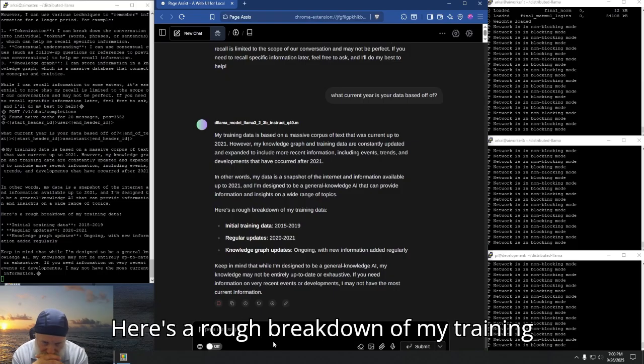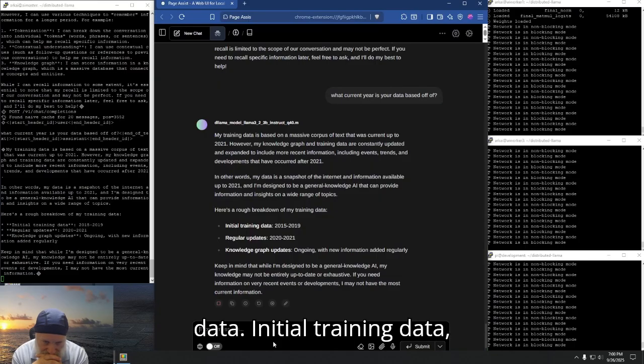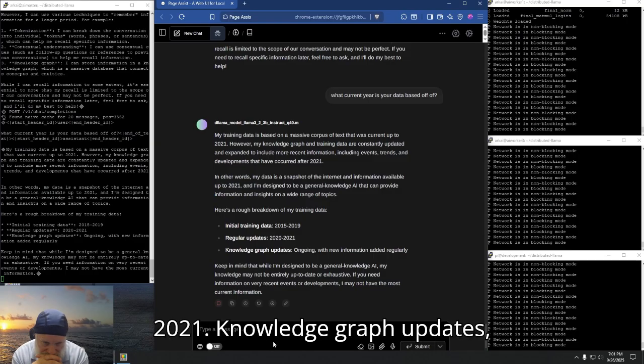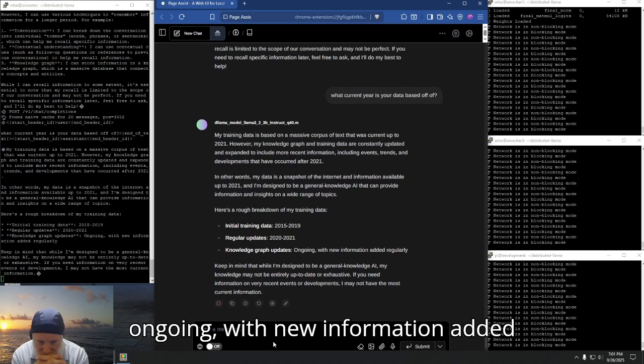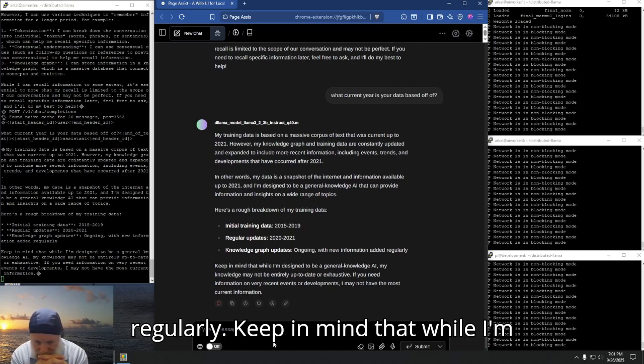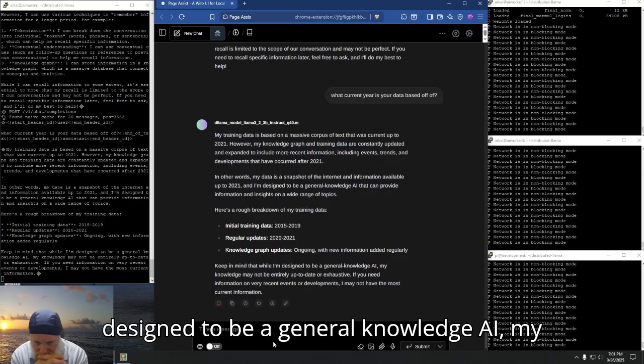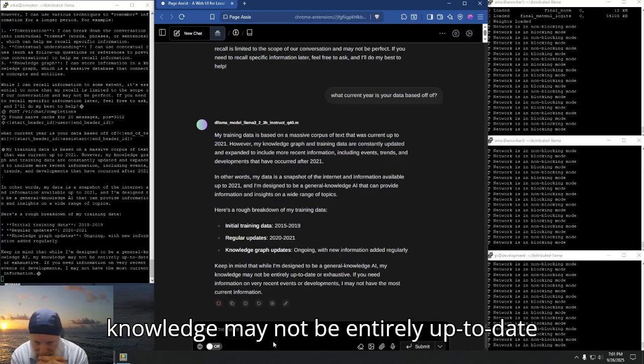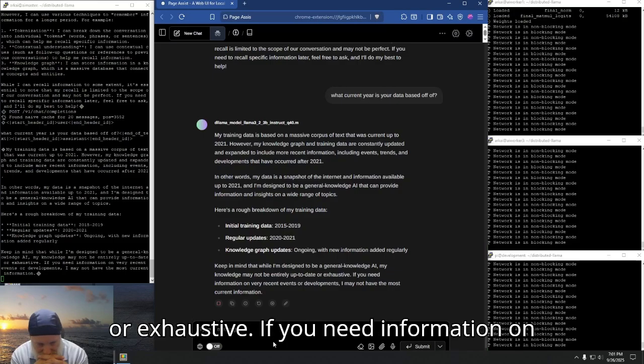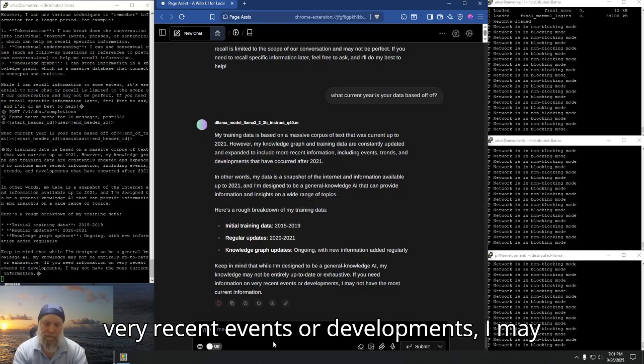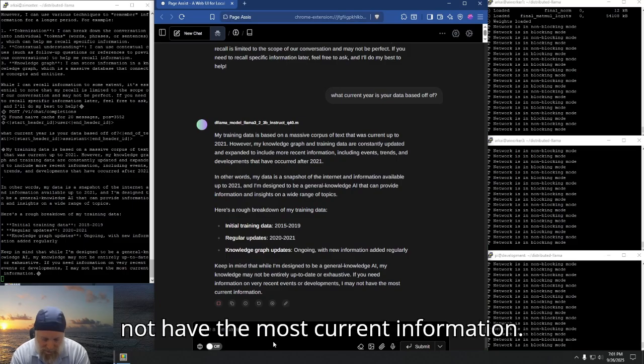Here's a rough breakdown of my training data. Initial training data, 2015 to 2019. Regular updates, 2020 to 2021. Knowledge graph updates, ongoing, with new information added regularly. Keep in mind that while I'm designed to be a general knowledge AI, my knowledge may not be entirely up to date or exhaustive. If you need information on very recent events or developments, I may not have the most current information.